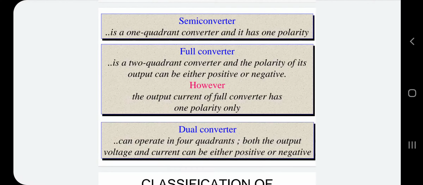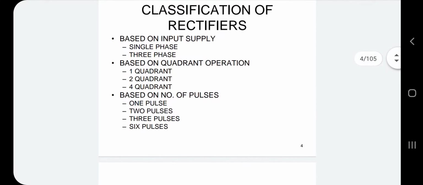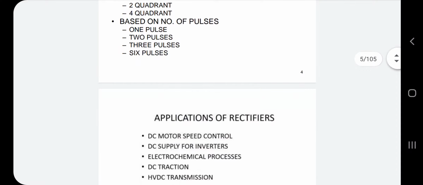So let us come to classification of rectifiers based on the supply. As we know, single phase and three phase; based on quadrant operation, that is single quadrant, two quadrant and four quadrant operation; and then based on number of pulses. So one pulse, two pulse, three pulse and six pulse operations. In case of three phase supply, we may have six pulse operations. So we can have different types of outputs based on the input supply, quadrant operations and number of pulses.